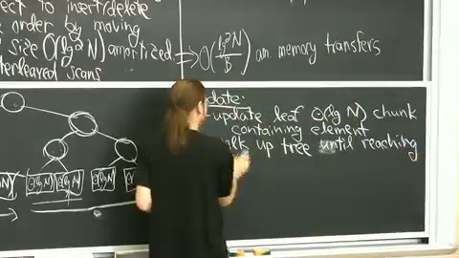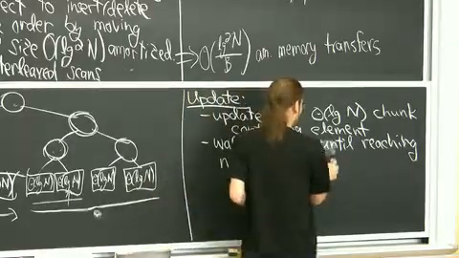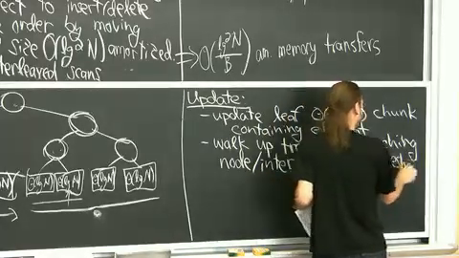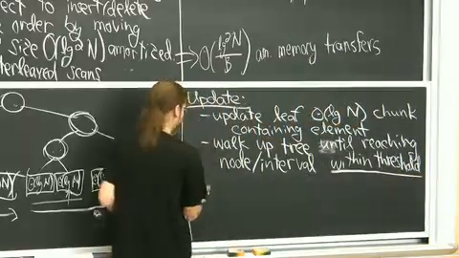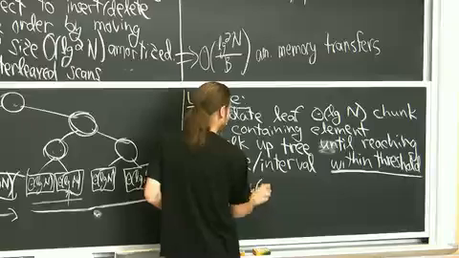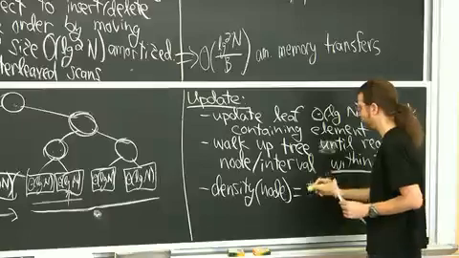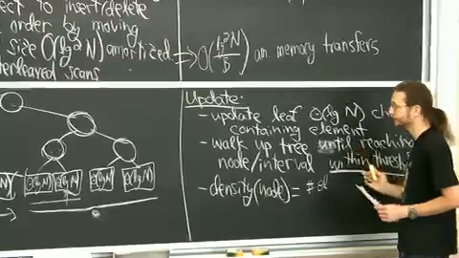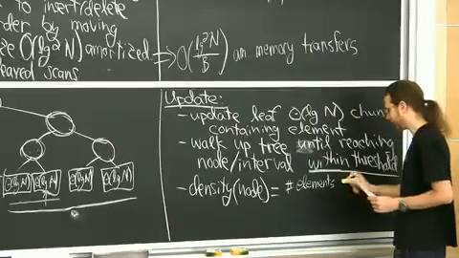And we're going to call that node, or that interval, within threshold. Okay, so let me define within threshold. We're going to look at the density of a node or an interval. And that's just going to be the ratio of the number of elements that are actually down there versus the amount of slots in the array that are down there. So just how much is occupied.